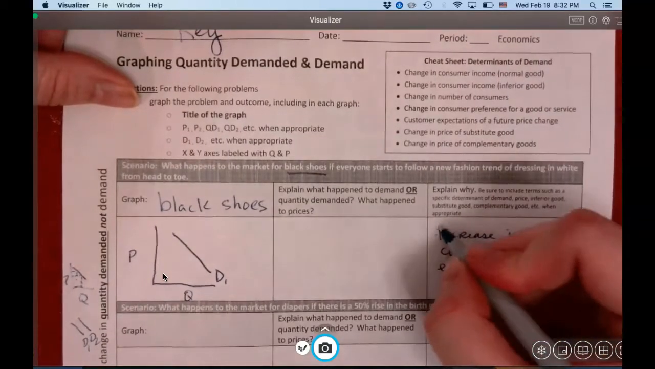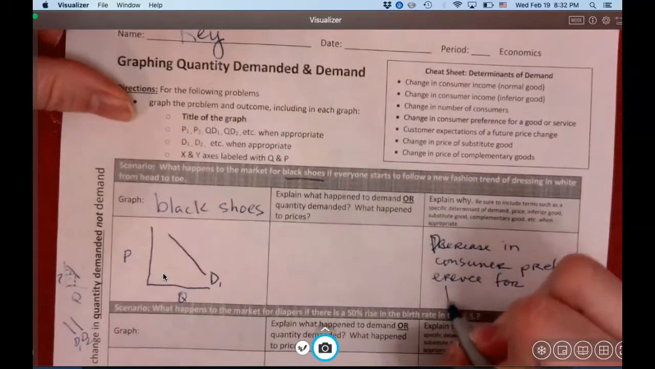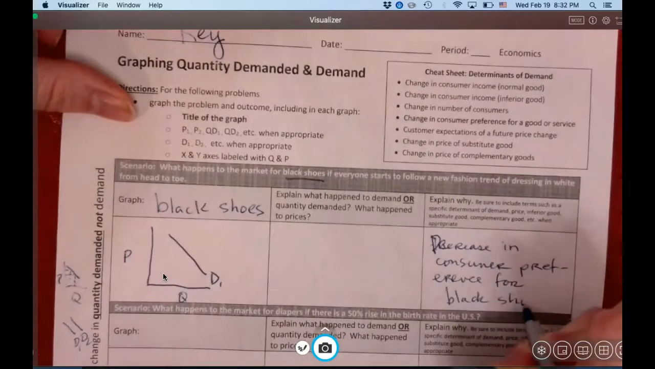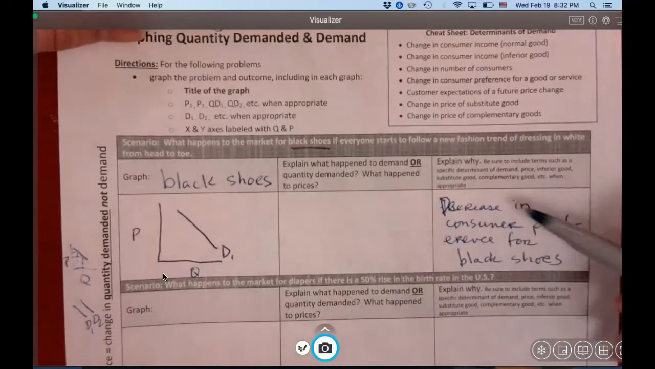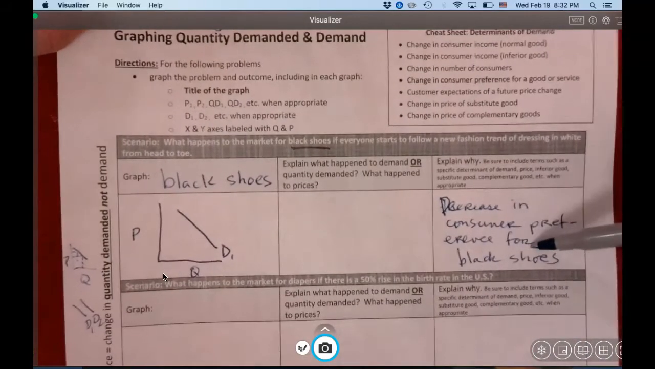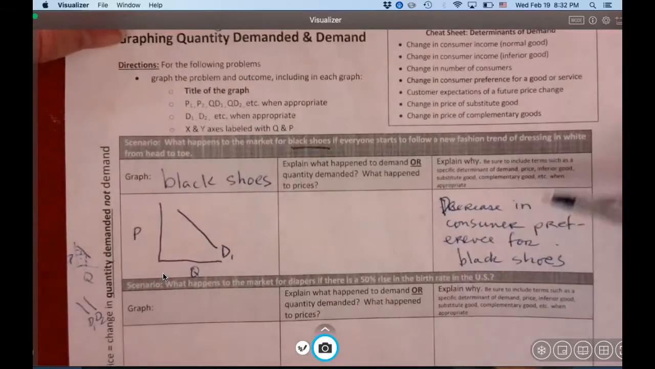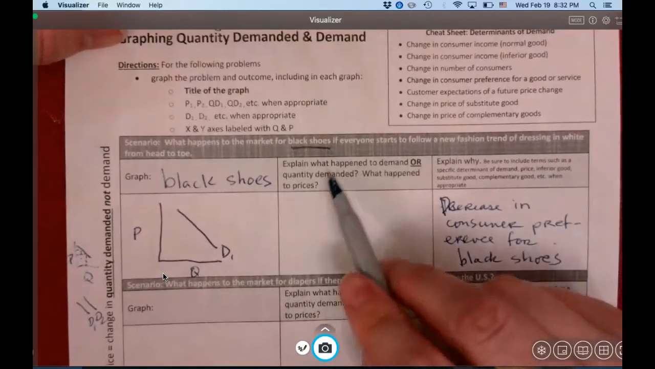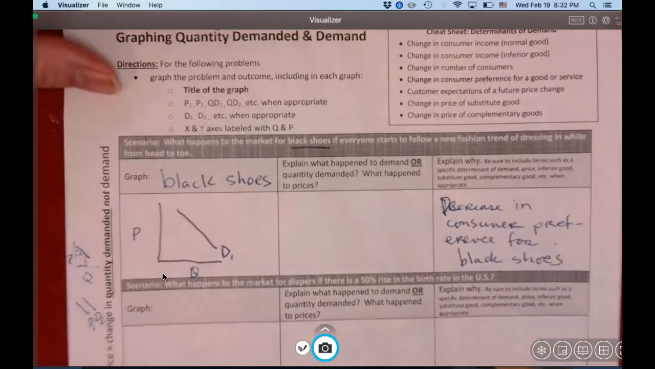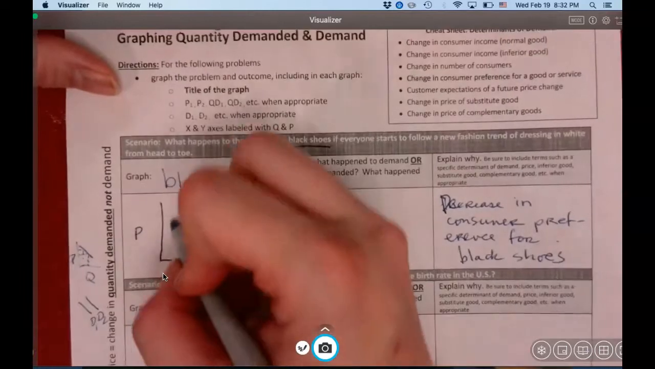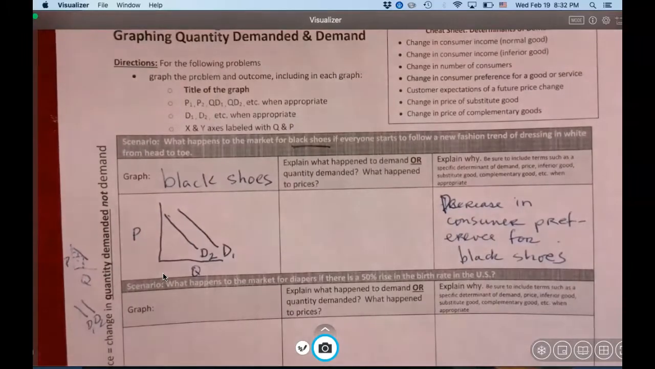Decrease in consumer preference for black shoes because everybody's wearing white. Okay, decrease in consumer preference. So if consumer preference is decreasing, now if you can't logically figure this out, then look at your cheat sheet. What does it say will happen to demand in this case? Will it go up or down? Demand will decrease for black shoes because people prefer white shoes now.